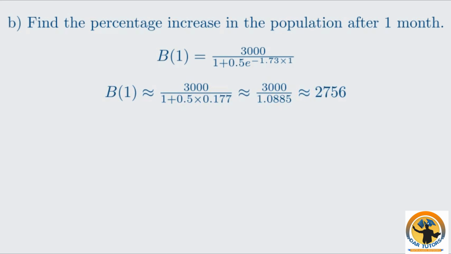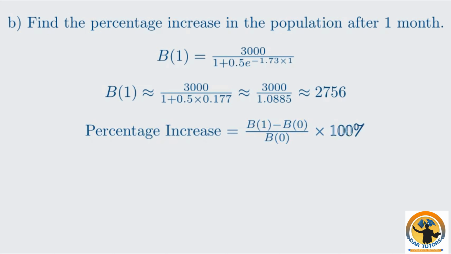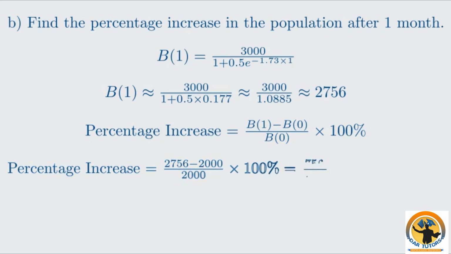Now we calculate the percentage increase. The formula is the change in population divided by the initial population, all multiplied by 100. The percentage increase is (b(1) - b(0)) divided by b(0), times 100. Plugging in our values, we get (2756 - 2,000) divided by 2,000, times 100. This gives us 756 divided by 2,000, which is 0.378. Multiplying by 100, we find a percentage increase of 37.8%.